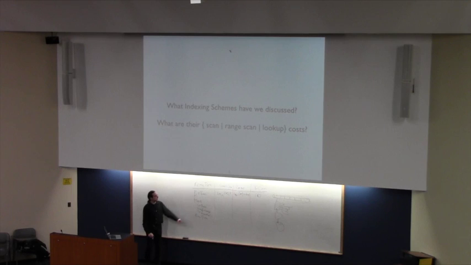So what about a basic hashing scheme where all I have is my big hash table, and that hash table points to a bunch of data pages, and each of the data pages might have a bunch of overflow buckets. Yes? I have a doubt in the range for B plus tree. Shouldn't it be twice log of R, because we can find the lowest value and the highest value?